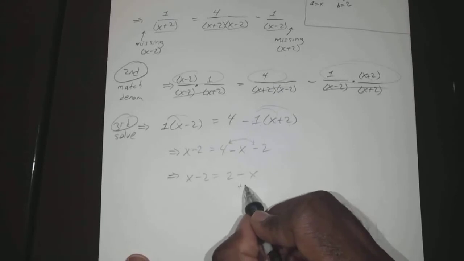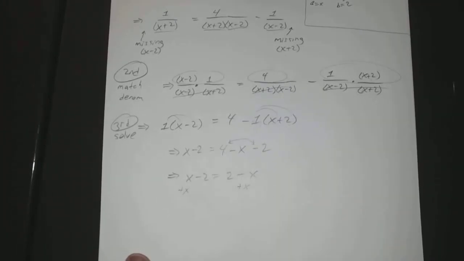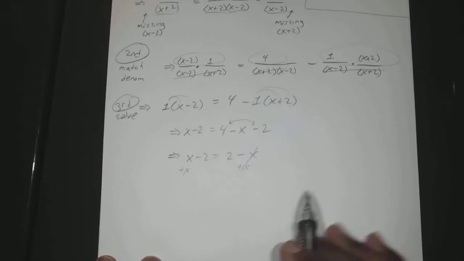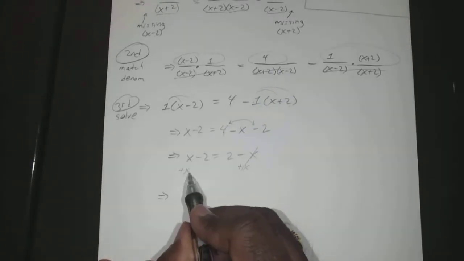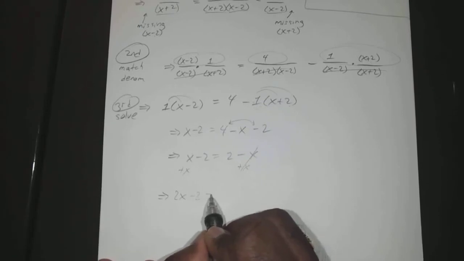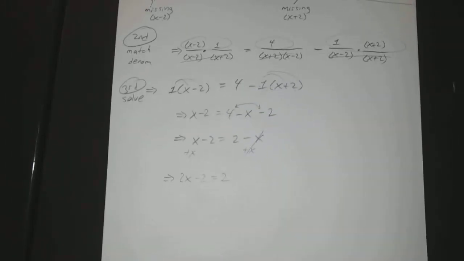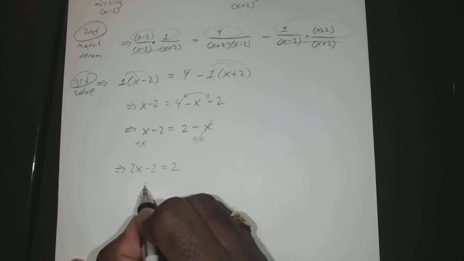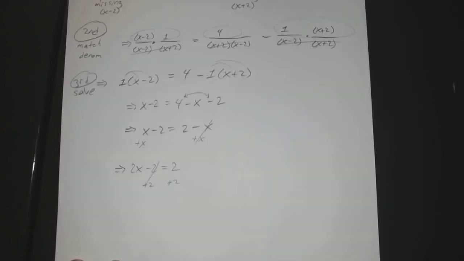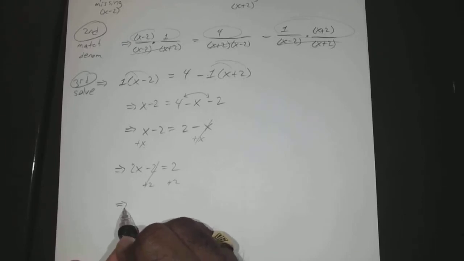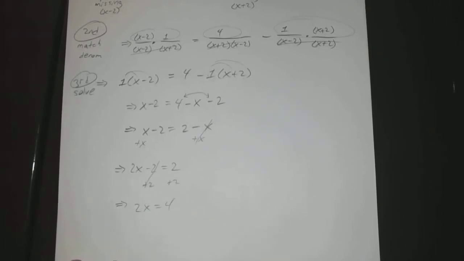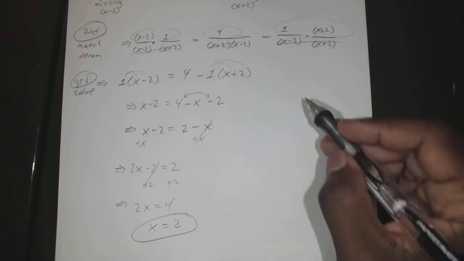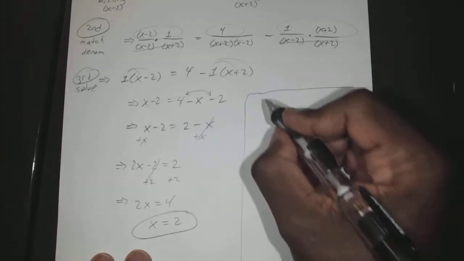So if we go ahead and add x to both sides, those two cancel out. So x plus x, we have 2x minus 2 equals 2. So if we add 2 to both sides, where those two would cancel out, we have 2x equals 4, where if we divide both sides by 2, we have x equals 2. So now we go to our last step, which is the check.